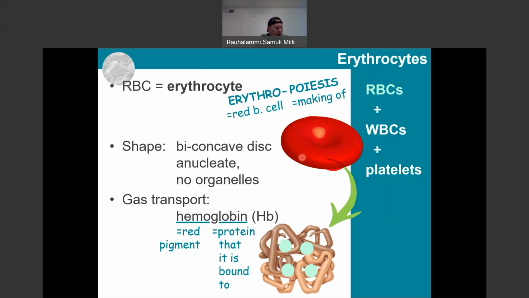And that brings us to wonder, how is this possible, since you've learned that cells do typically have a nucleus and they have cell organelles? Well, this was the case at early parts of the development of the red blood cell. But as time goes on, the nucleus and cell organelles get removed. And this can be explained by the function of the red blood cells.